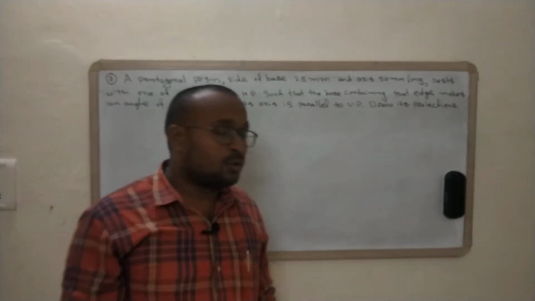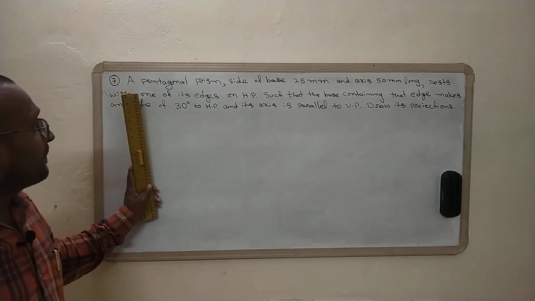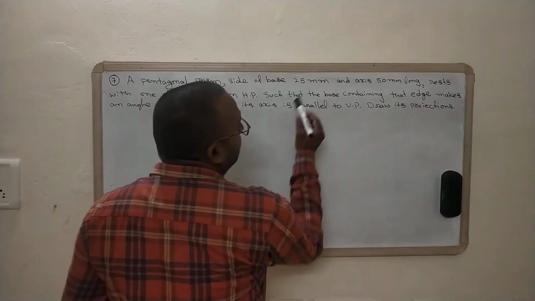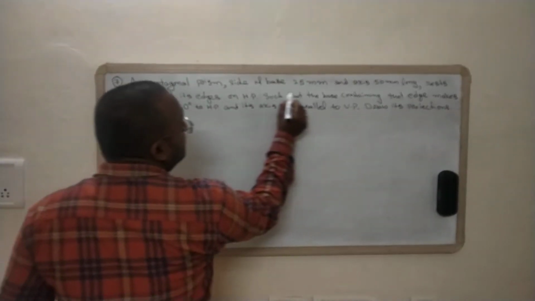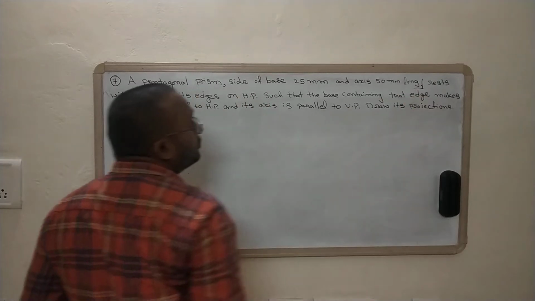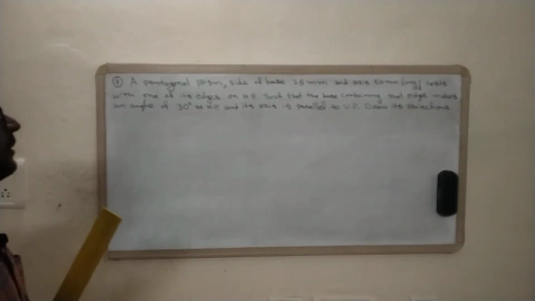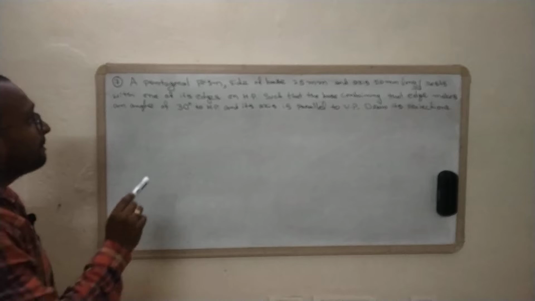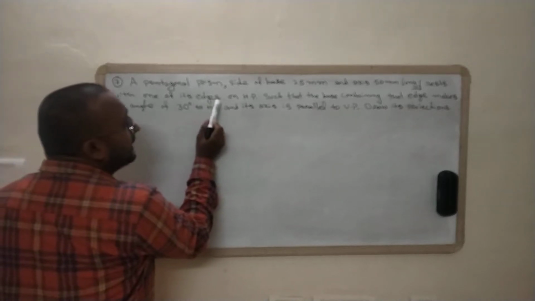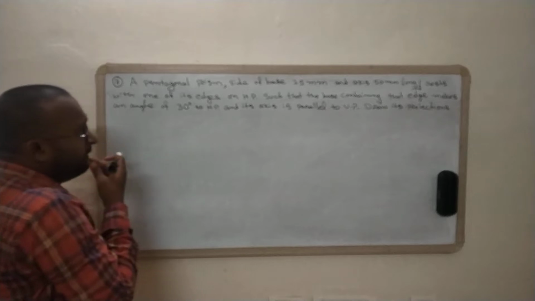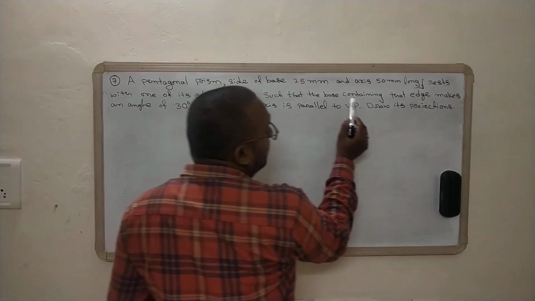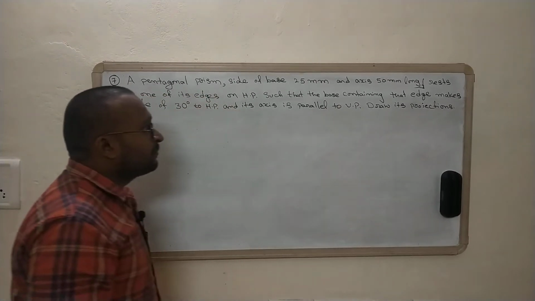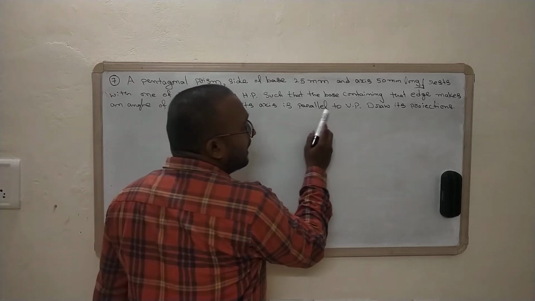Good morning. Today our problem is a pentagonal prism, side of base 25 mm and axis 50 mm long. So here you can see the first statement is the geometry statement of the pentagonal prism, and then it is resting with its base on HP on one of its edges. One of its edges is on HP such that the base containing that edge makes an angle of 30 degrees to HP. Its axis is parallel to the VP.